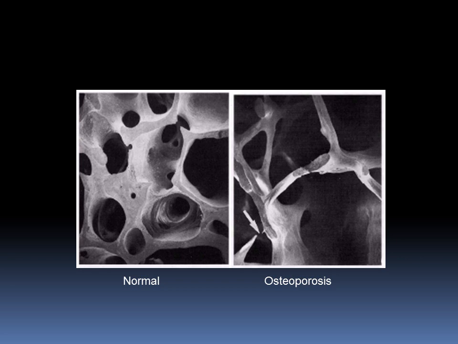And this is what we can see from normal as well as osteoporotic bone. And you can see on the picture on the right that fracture, or that loss of bone, there in the osteoporosis bone.